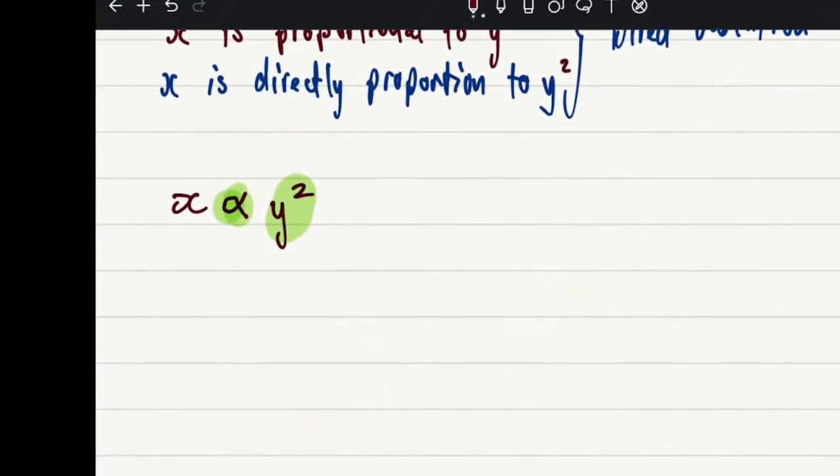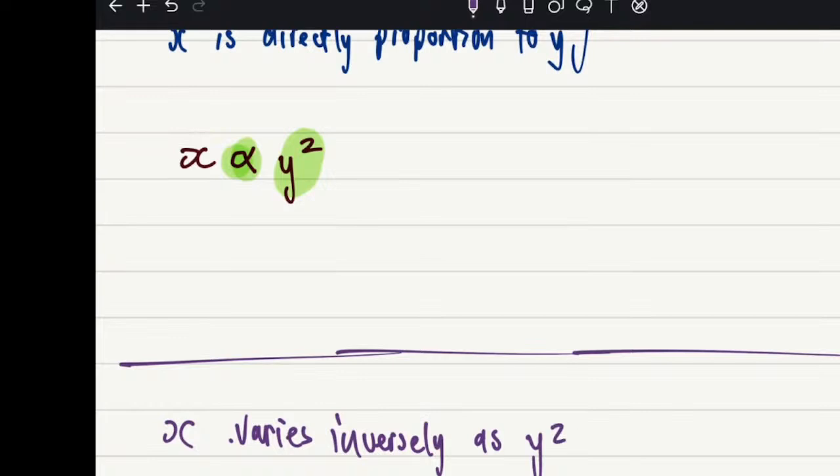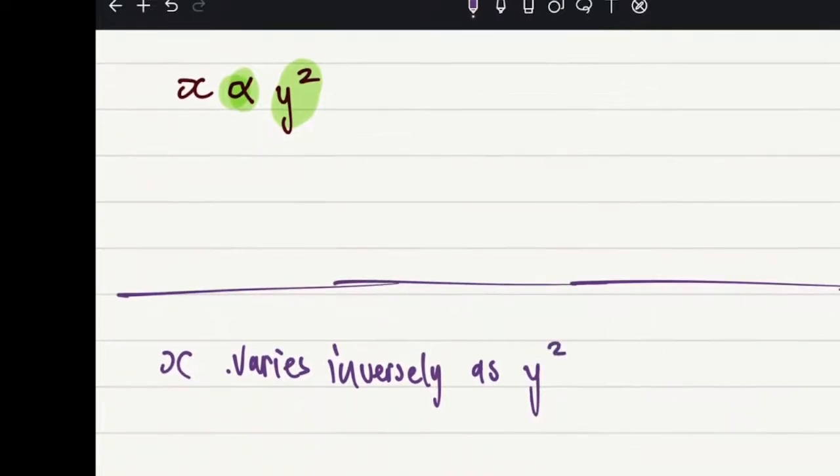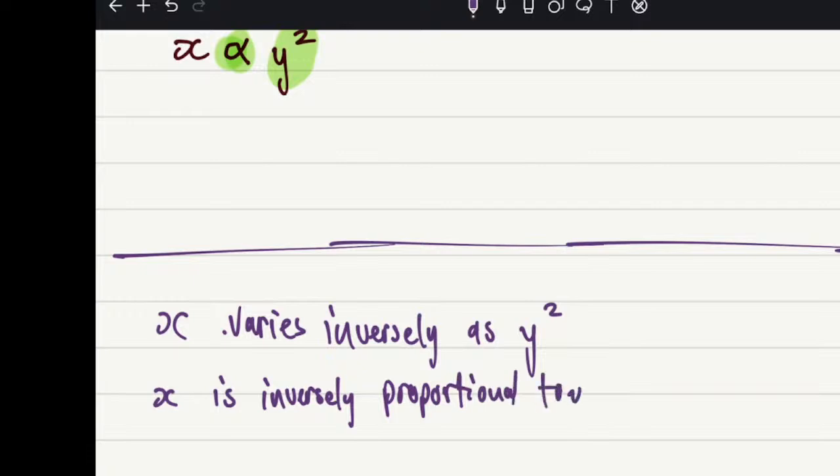Inverse variation, they'll say x varies inversely as, they can say as anything, as y squared, or as varies inversely as y squared, or you can say x varies inversely as whatever, we don't care. So here we have x varies inversely, or x is inversely proportional to y. These statements communicate inverse variation.